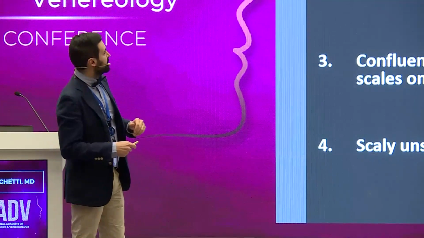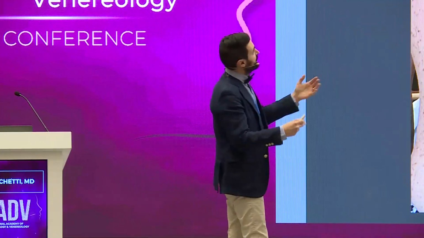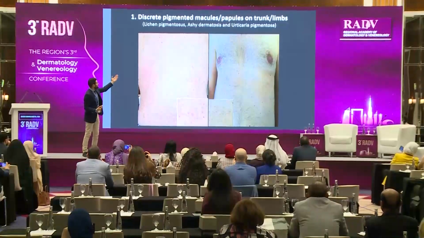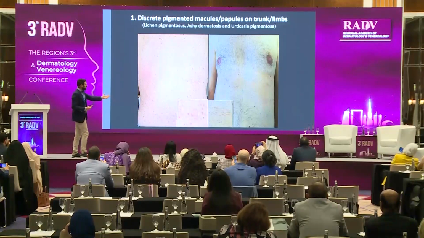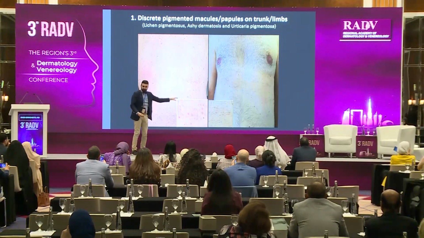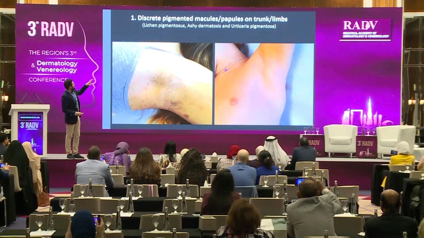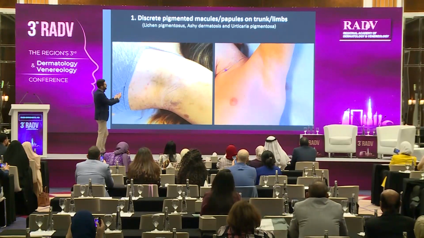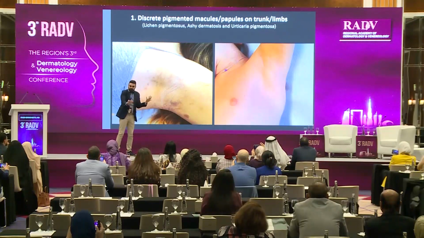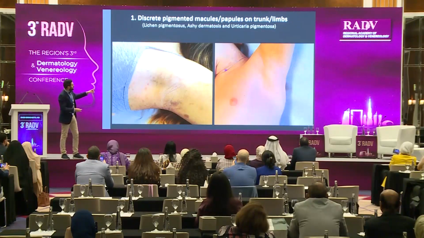for a practical purpose. Okay, when we have discrete, so not confluent, pigmented macules and papules on the trunk and limbs, we should think about lichen pigmentosus, ashy dermatosis, and urticaria pigmentosa, okay? But as you can see, these are different conditions, but they look very, very similar to each other, okay? Perfect. Lichen pigmentosus, ashy dermatosis, urticaria pigmentosa, still we are in the same group, so I don't know if you have an idea on the diagnosis, but we will see these cases later.